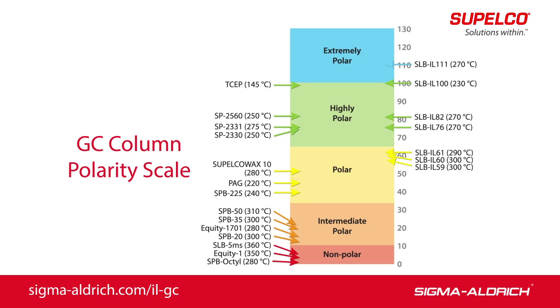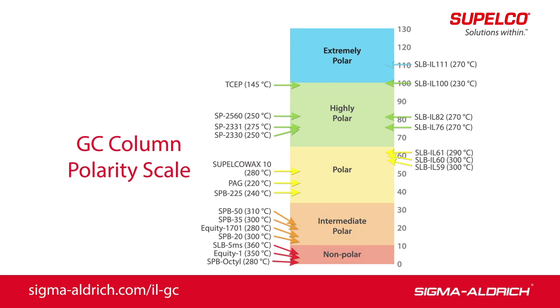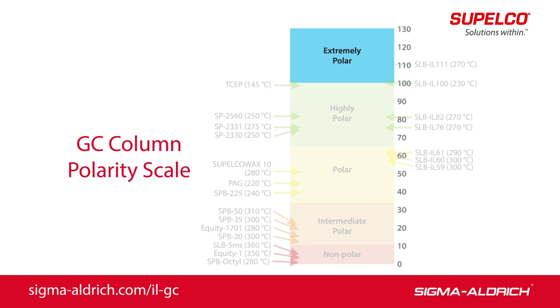The scale is divided into 5 regions. The first 4 regions are generally accepted and used by several GC column manufacturers. The 5th region, extremely polar, was required with the introduction of the ionic liquid column, SLB-IL111, in 2010. No column existed within this polarity region before.